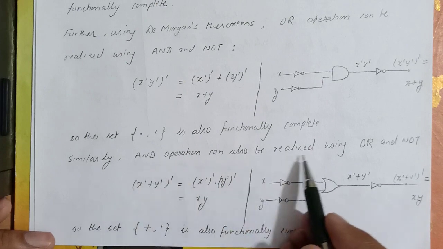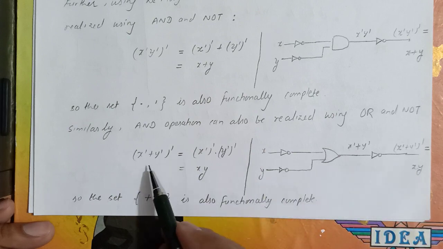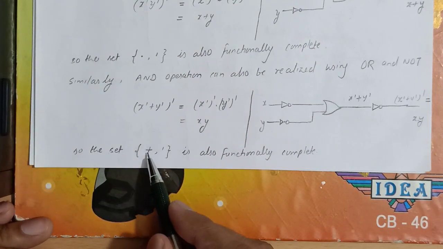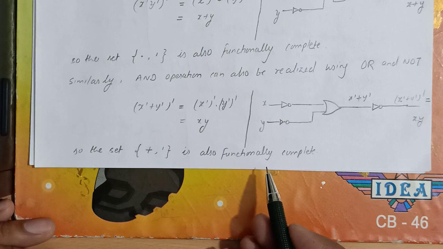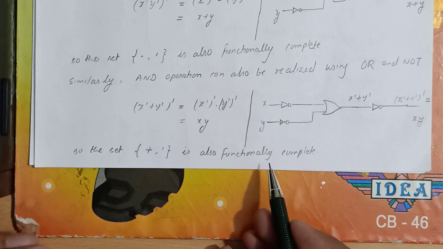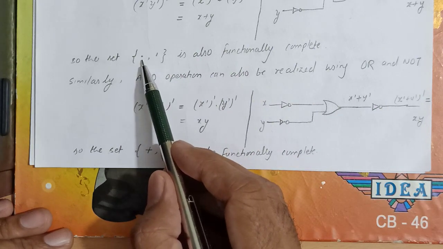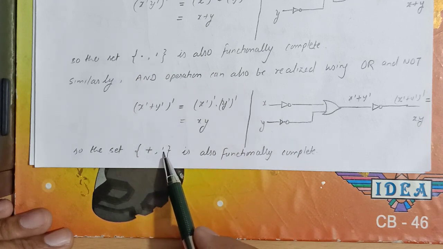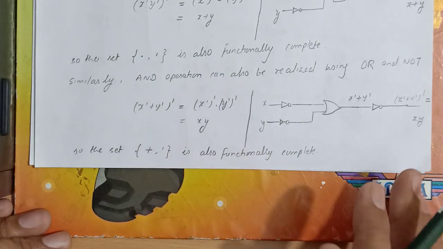Similarly, the AND operation can also be realized using OR and NOT gates, likewise using De Morgan's theorem. So we can also say that the set plus and complement, or negation, is also a functionally complete set. So generally we can remember that these two sets, AND together with complement and OR together with complement, are functionally complete sets of operations.